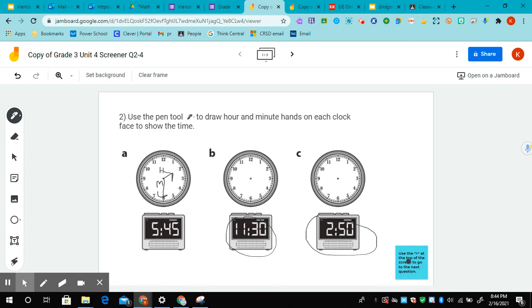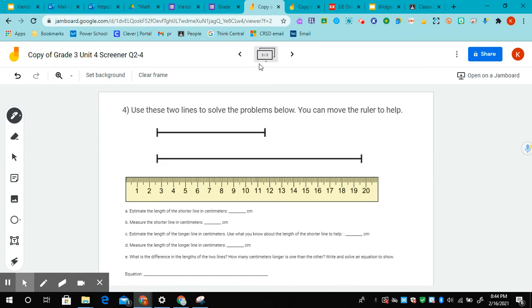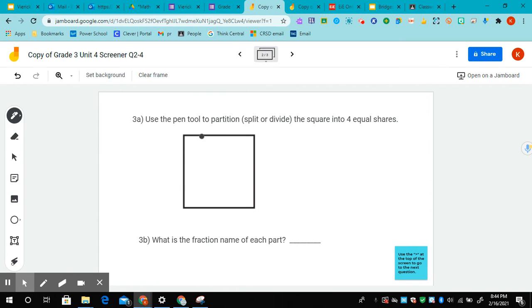This here is just reminding you at the top, right there, those little arrows bring you to the next frame, which is really just the next page, the next question. Oh, I totally skipped that one. So here it says use the pen tool again, right over here, to partition. That just means split or divide the square into 4 equal shares.